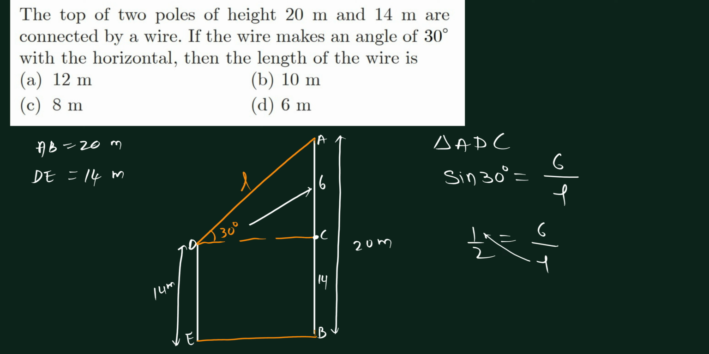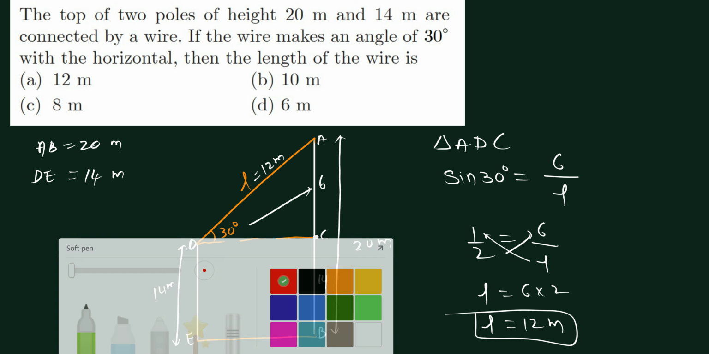You do the cross multiplication. Then L equals 6 into 2. Then L equals how much? 12 meter. The length of the rope becomes 12 meter. Okay, so what is the length of the rope between the two poles? That is 12 meter.